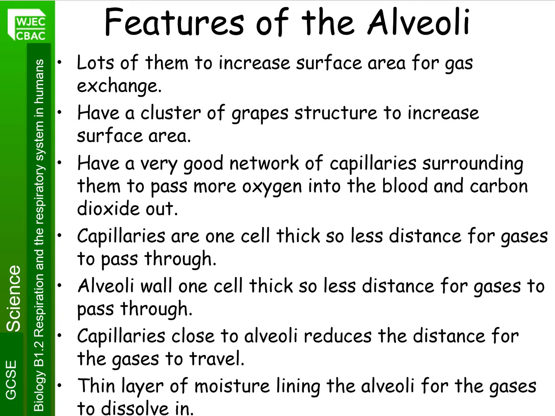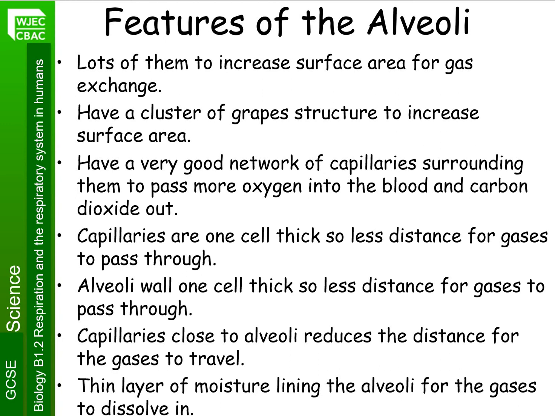The capillaries are very thin, they're only 1 cell thick, so there's less distance for gases to pass through. The alveoli wall is also very thin, 1 cell thick, so there's less distance for gases to pass through. The capillaries are very close to the alveoli. As I said, they hug them really tightly to reduce the distance for gases to travel. And the final one is that there is a thin layer of moisture lining the alveoli for the gases to dissolve in.